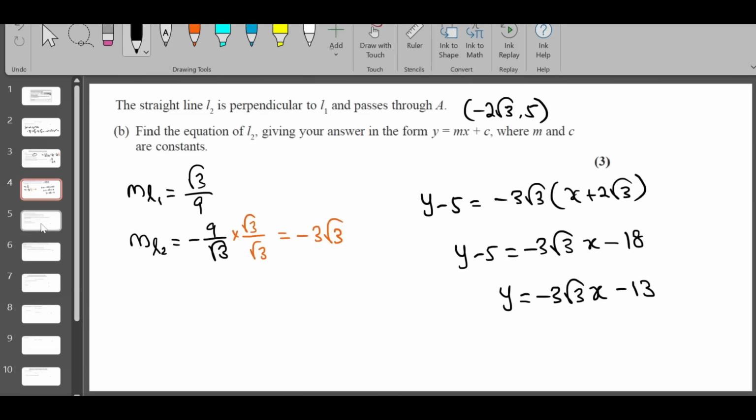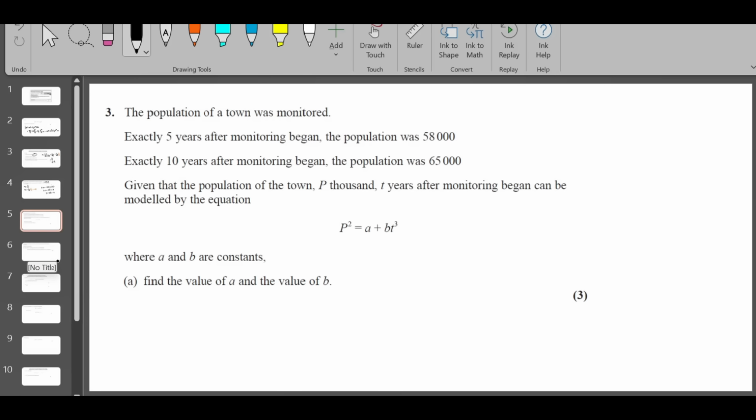Let's move on to question number 3 now. The population of a town was monitored. Exactly 5 years after, the population was 58,000. After 10 years it was 65,000. Given that the population P is in 1000s, this is very important actually, T years after monitoring begins is modeled by this.